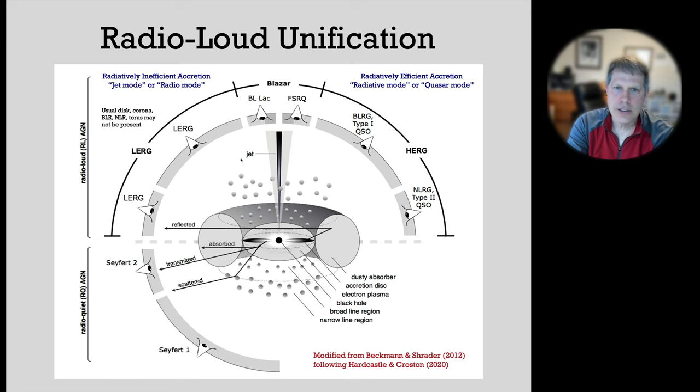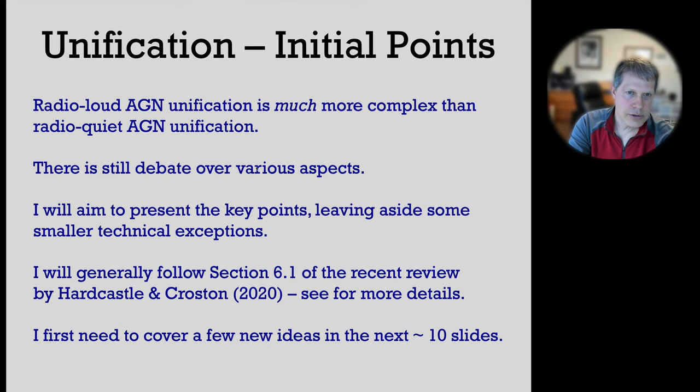And then you have these things called lurgs, or these other things called hergs, and each one of them breaks down into subgroups. And then you have the blazars, which are systems where the jet is inclined nearly along your line of sight and causes additional effects. And so the point is the unification idea, as you can just see from basic inspection of this diagram, gets a whole lot more complex for the radio loud AGNs. Okay. And so then, again, as I mentioned, as a result, there is still some debate over the various aspects.